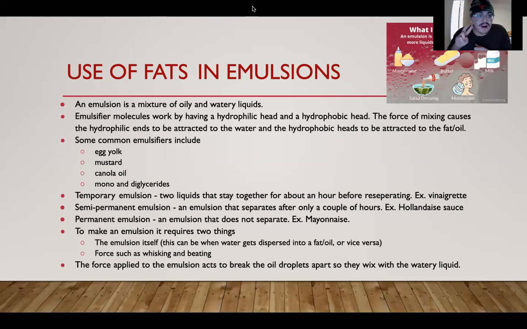To make an emulsion, it requires two things. The emulsion itself, so this can be when water gets dispersed into fat or oil, or vice versa, so this could be fat or oil that gets dispersed into water. And also you just need a force, such as whisking or beating. The force applied to the emulsion acts to break the oil droplets apart so they mix with the watery liquid.